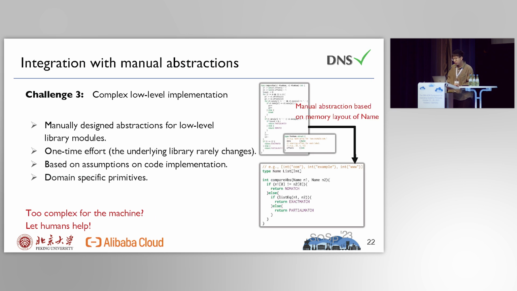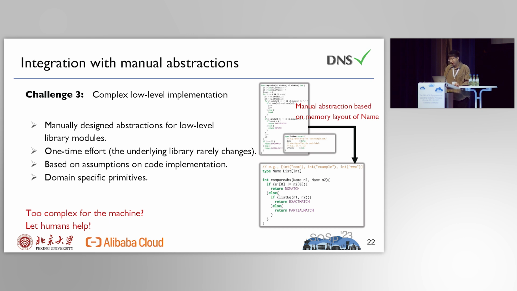However, the above two techniques are not enough to generate specifications for all modules. Some low-level modules are too complex for automated reasoning. Thus, manually designed abstractions are essential for addressing overly complex low-level lib functions. Fortunately, developing manual specifications is almost always a one-time effort because the underlying lib functions rarely change.